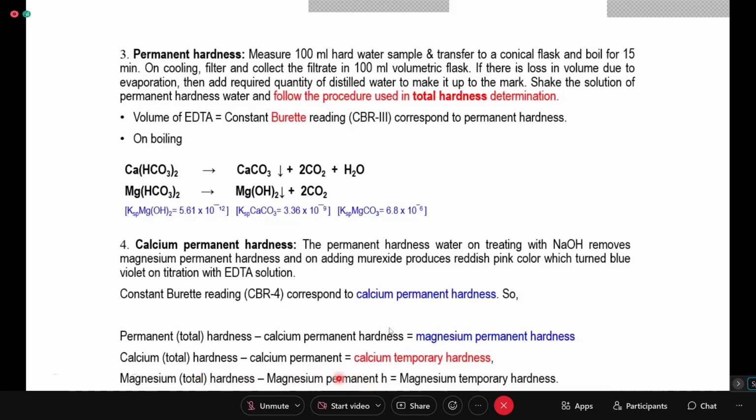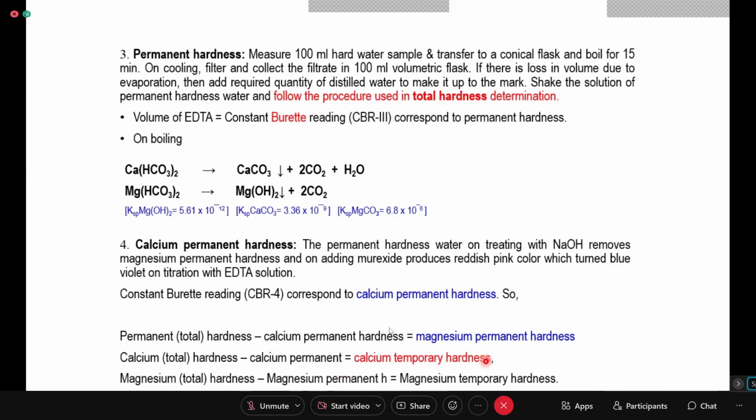From where are you getting this? This value is obtained here, magnesium permanent hardness. How are you obtaining magnesium permanent hardness? Magnesium hardness is not titrated and performed, but it is from the difference of total minus the permanent, or total calcium minus the calcium permanent. Permanent total hardness minus the calcium permanent hardness gives magnesium permanent hardness. So magnesium total hardness minus magnesium permanent hardness gives you magnesium temporary hardness. Okay, so these three, 1, 2, 3, are the calculation based determinations.